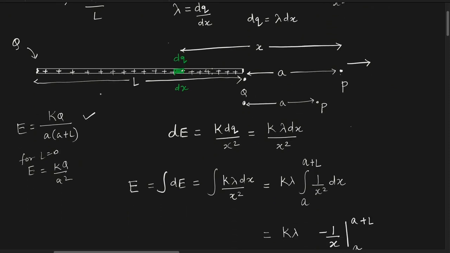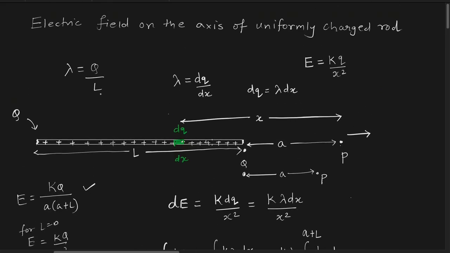So this was the electric field on the axis of the uniformly charged rod. In the next session, we will look at the electric field on the equatorial position, or a little off from the equatorial position, of the rod. Let's look at that in the next video.